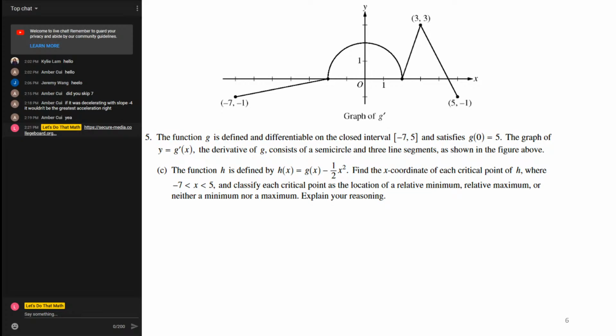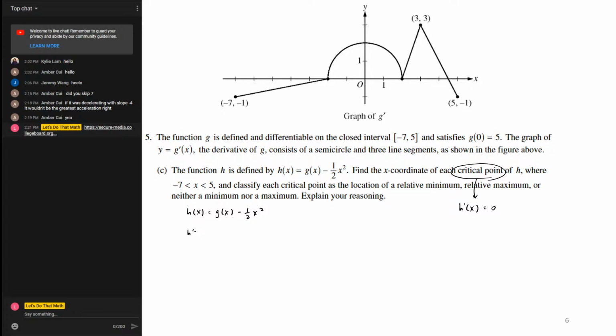Okay, so we're looking for critical points, and critical points are when the first derivative, so that's going to be h prime of x, is equal to 0, right? So why don't I go ahead and find the formula for h prime of x? So they give me h of x is equal to g of x minus 1/2 of x squared, right?